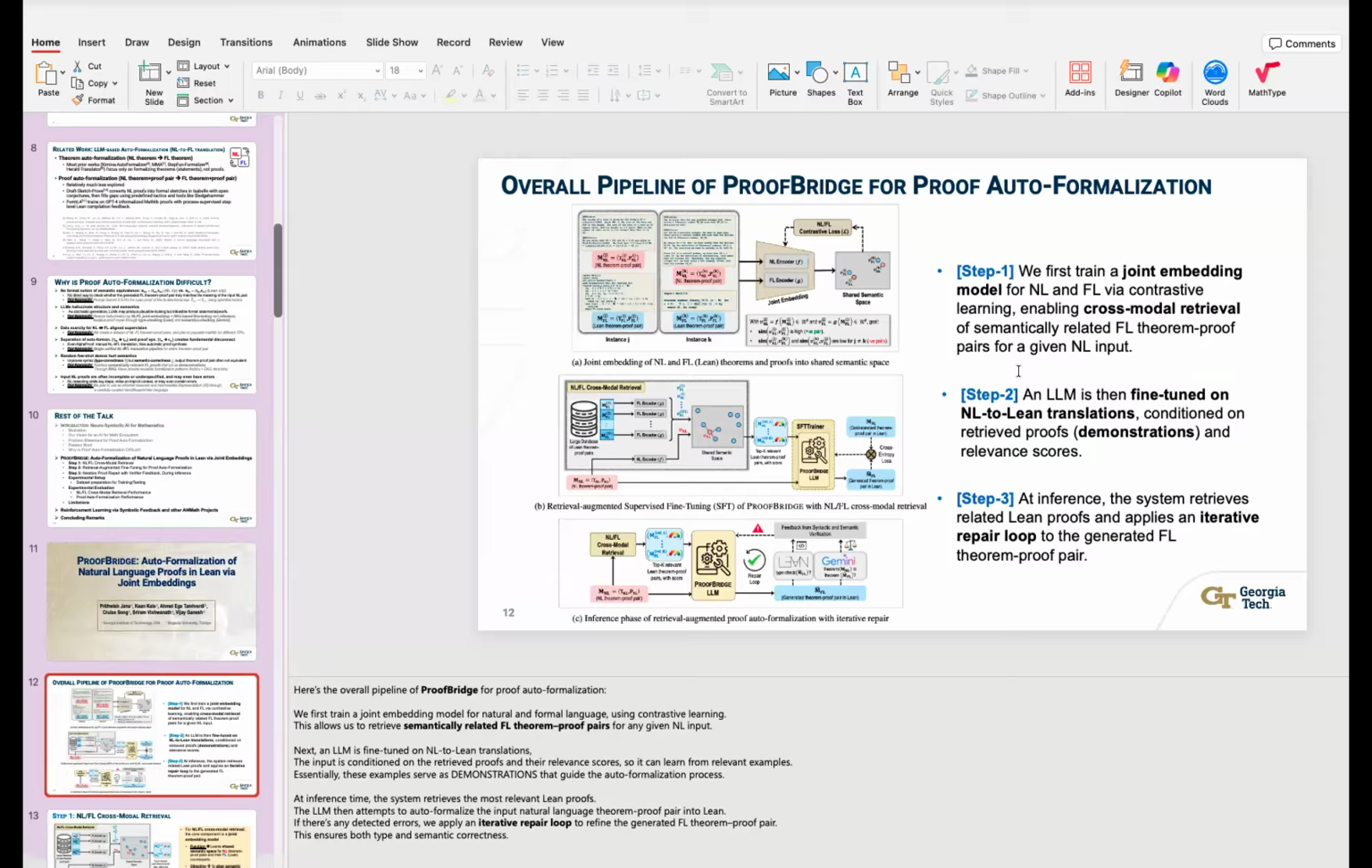Now, the point of training this model is clear in the next picture. I may have to expand this and then I'm going to unexpand it. Is that okay? So that everybody can see here.